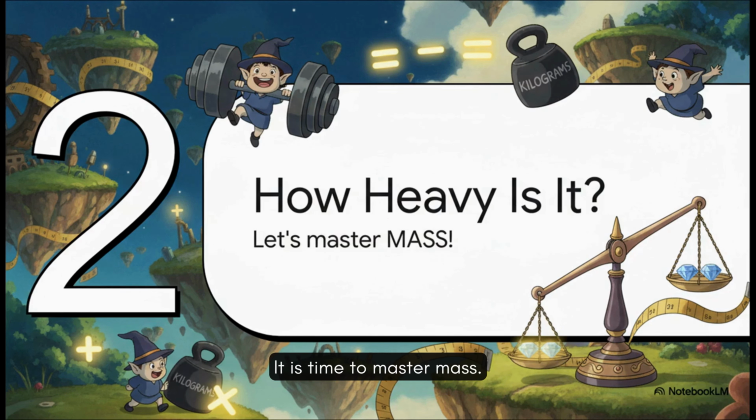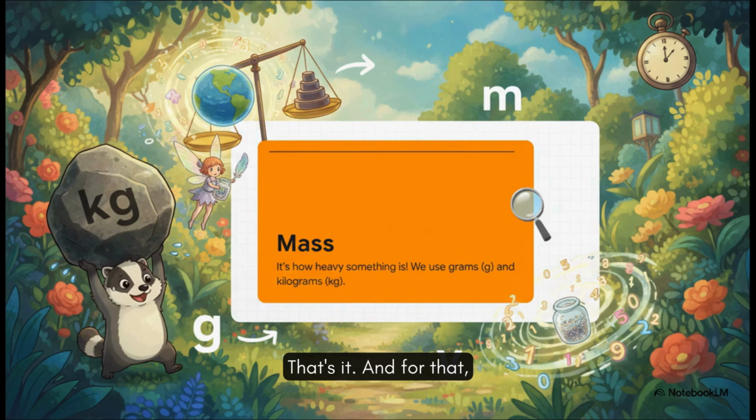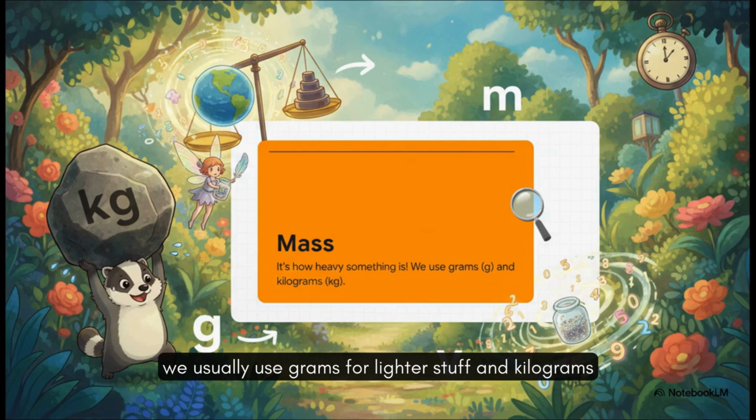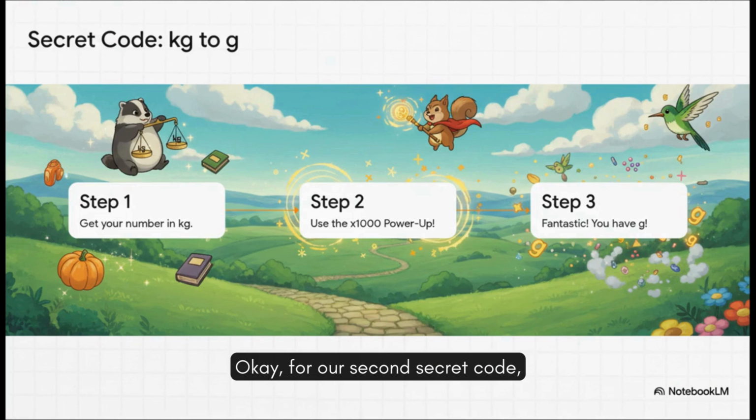It is time to master mass. Now, mass might sound like a fancy science word, but really it's just about how heavy something is. That's it. And for that, we usually use grams for lighter stuff and kilograms for the heavier things. Okay, for our second secret code. Does this look a little familiar? To change kilograms into grams, and remember, that's going from a big unit to a small one, we use our multiply power up again. And this time, it's a super strong times 1,000.